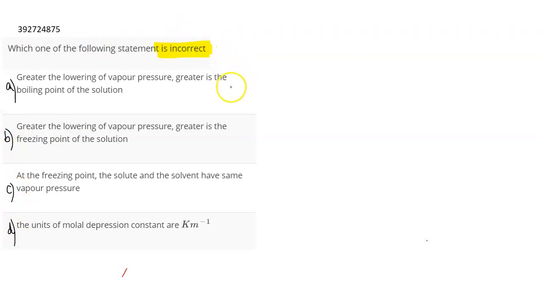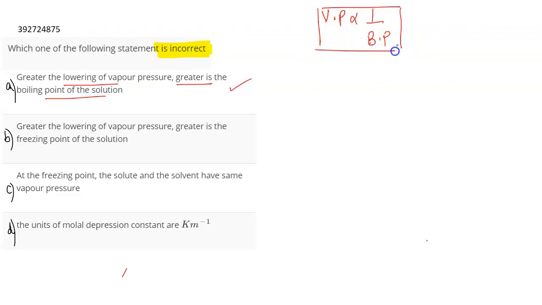Okay, so let us consider the first statement. The first statement says that greater is the lowering in vapor pressure, greater is the boiling point of the solution. The vapor pressure of the solution is inversely related to the boiling point, which means lower is the vapor pressure, greater will be the boiling point, because they have an inverse relation. So the first statement is correct, right?